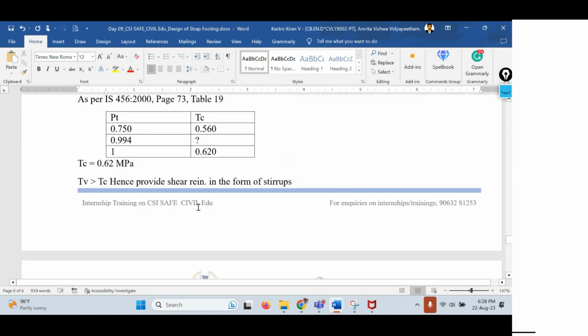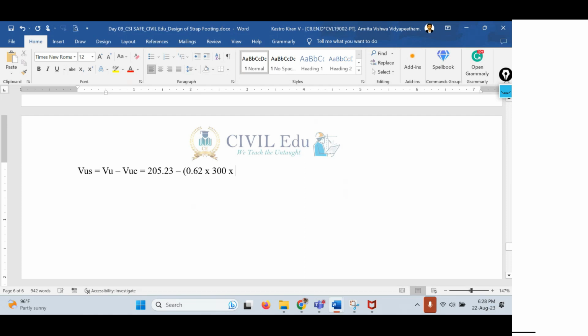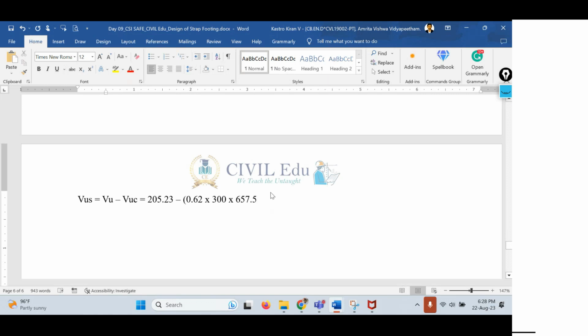VUC equals tau c, that is 0.62, into B, that is the dimension 300, into D, that is 657.5. That's the formula for VUC: tau c BD. So we will get the VUS value, which will be 82.93 kilonewtons. That's the VUS value.